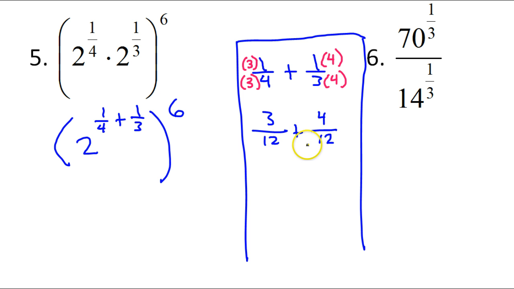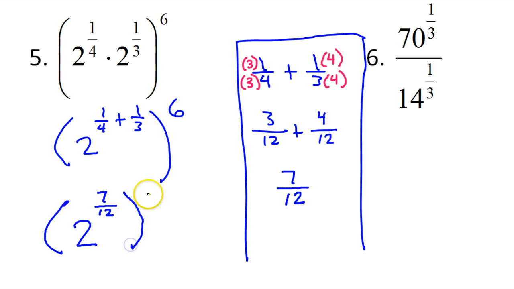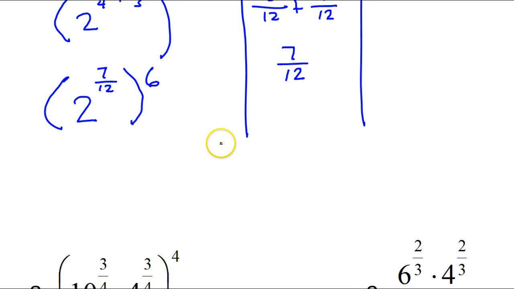Now the denominators are the same, so we will add the numerators. So this will be 7 over 12. Okay, so that's how you add 1/4 plus 1/3 without a TI-30. So that's what you have to do. So on this problem, we now have 2 to the 7 over 12 power, okay, to the 6th power. So this is what we have so far.